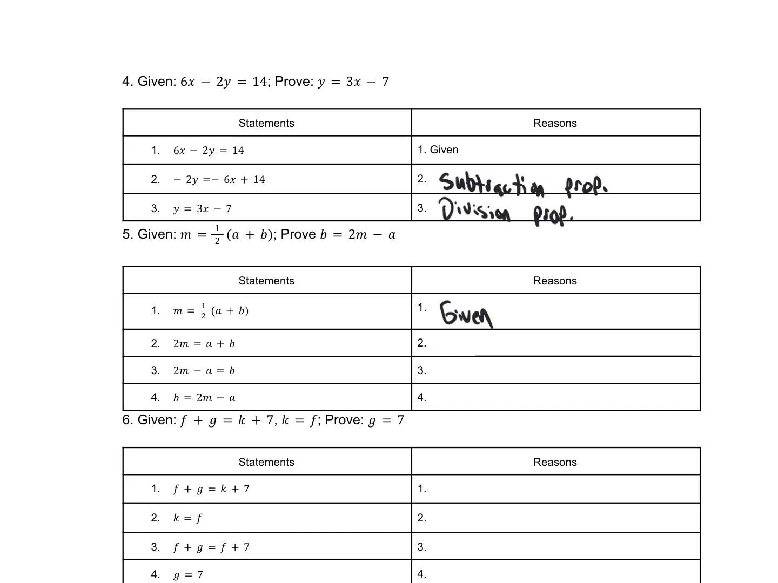So given that m is equal to 1/2 (a plus b), how do I go from that to step 2, which is 2m equals a plus b? Well, I've multiplied both sides by 2, so that is the multiplication property. Then I went from 2m equals a plus b to 2m minus a equals b. So I've subtracted an a off of both sides, so that's the subtraction property.